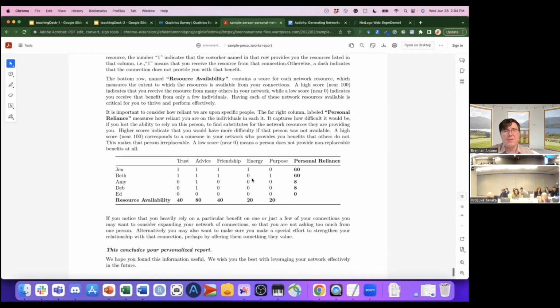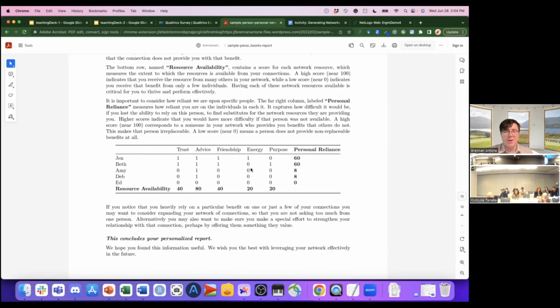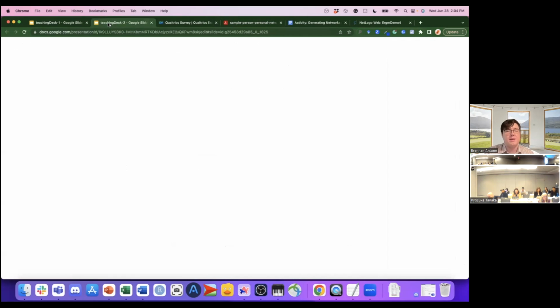So those are the overall sections of the report. That was just to show you upfront what it looks like. And now I can talk you through the teaching materials and how we normally present and run this exercise with participants.